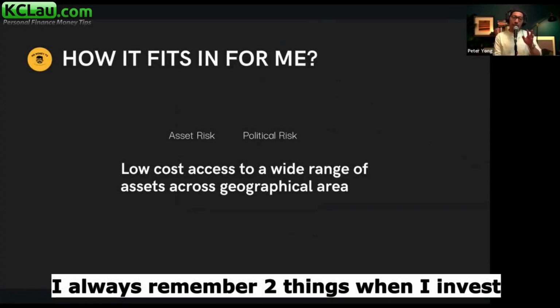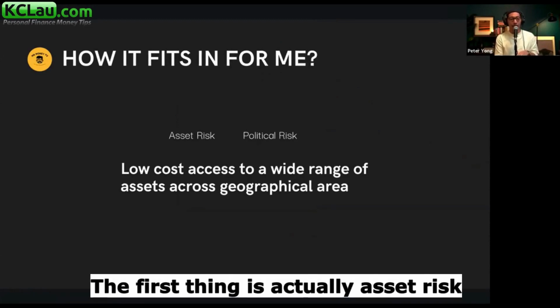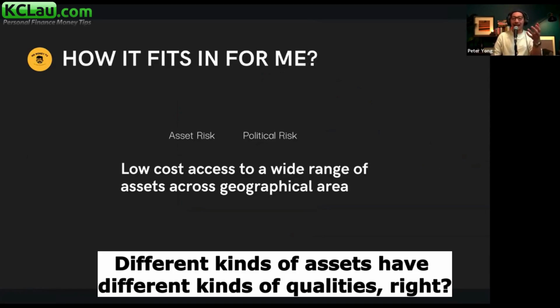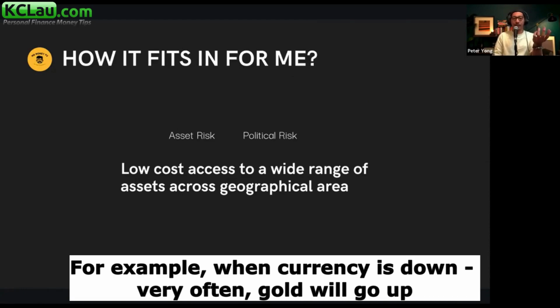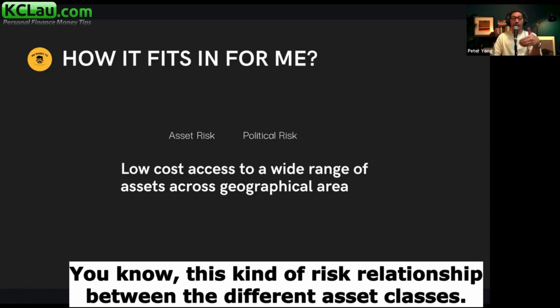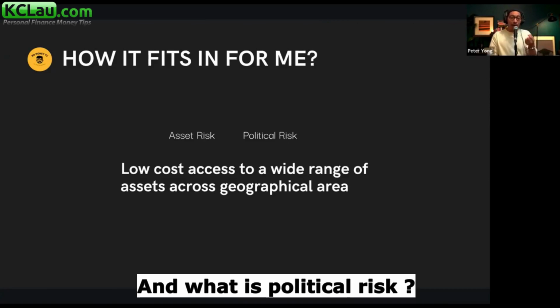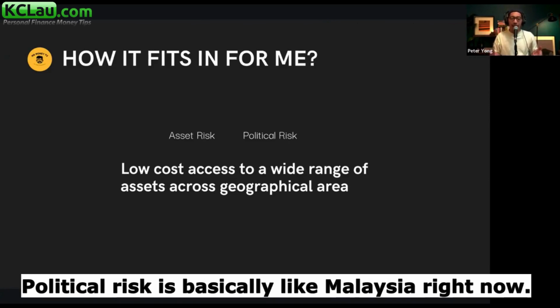I always remember two things when I invest. The first thing is actually asset risk. What I mean by asset risk is that different kinds of assets have different asset qualities. For example, when currency is down, very often gold will go up. You know, this kind of risk relationship, the correlation between different asset classes. And the next thing is actually political risk. And what is political risk? Political risk is basically like Malaysia right now.